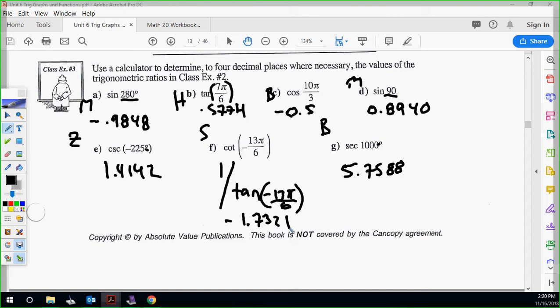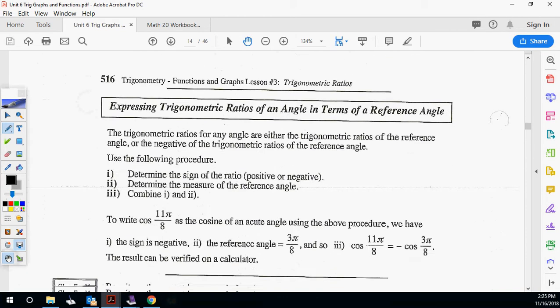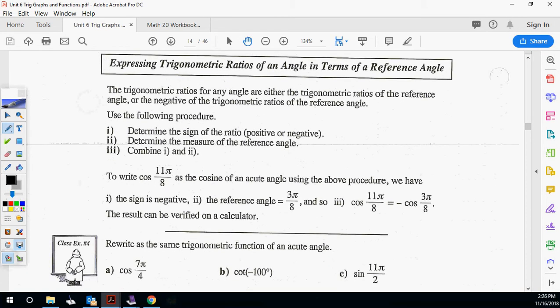Okay, just a couple examples left here. Expressing trig ratios and angles in terms of reference angles. This is what I was talking about to start class. Some of you struggle with the reference angle idea, especially reference angles of radians, so we're going to practice that a bit more. For this procedure, first we use our knowledge of the CAST rule to figure out whether the answer should be positive or negative, and then we figure out what the reference angle is.